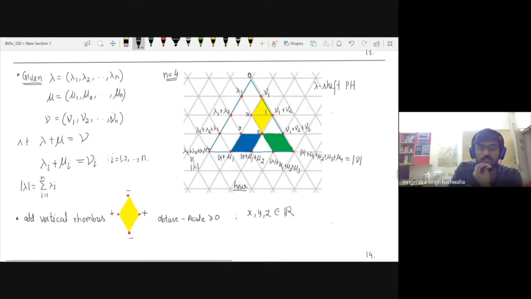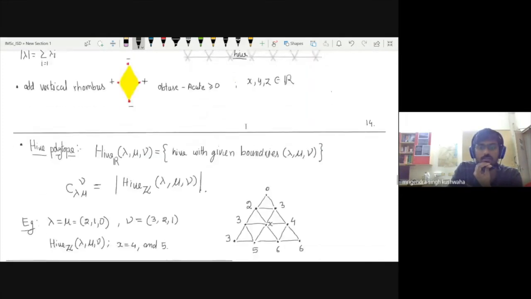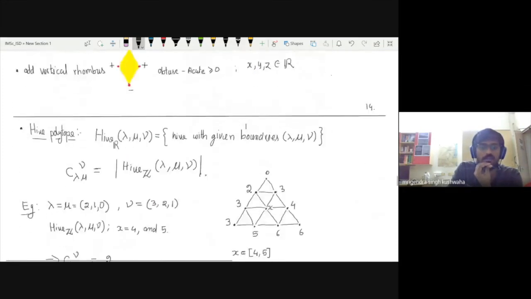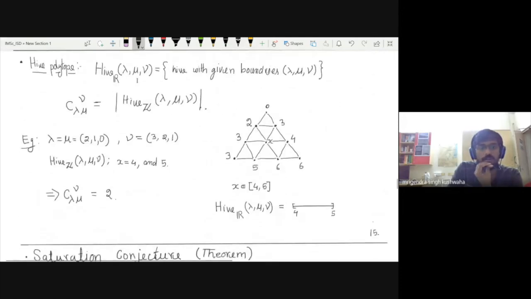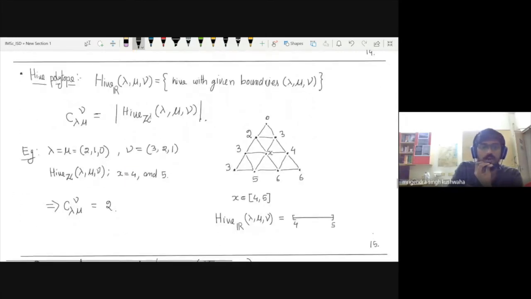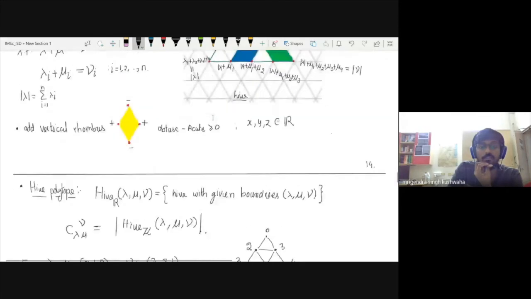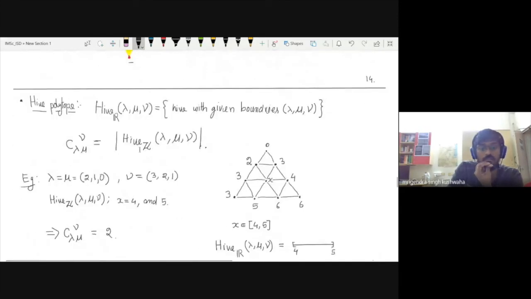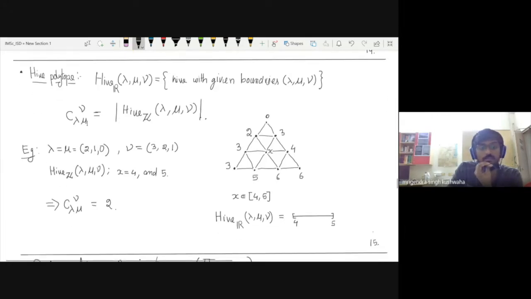So after putting all these rhombus inequalities, with the boundaries fixed by lambda, mu, nu, you find all possible real solutions in between. That is the polytope, and we call it the hive polytope. I denote it by Hive_R of lambda, mu, nu, meaning boundaries fixed and all real solutions. For the integral hive, instead of looking at all real solutions, you look at all the integer solutions. The integer solutions count the Littlewood-Richardson coefficient c of lambda, mu, nu.